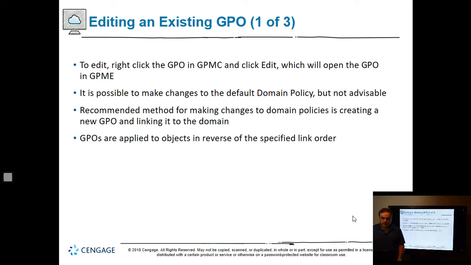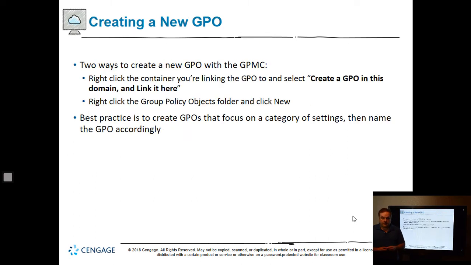A recommended method for making changes to domain policies is creating a new GPO and then of course linking it to the domain. And the GPOs are applied to objects in reverse of the specified link order. And that could be a quiz alert, so keep track of that. So there's two ways to create a new group policy object using the management console. You can right-click on the container, whether it's at the root level of the domain or any one of the organizational units, and choose to create a GPO in this domain and link it here.